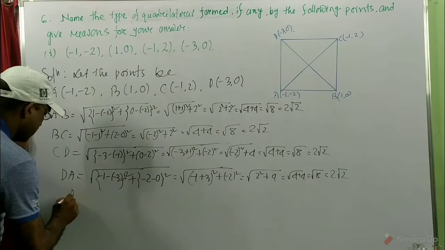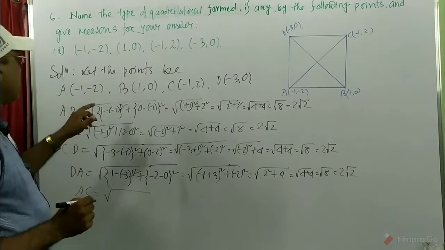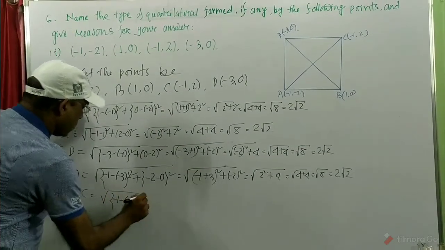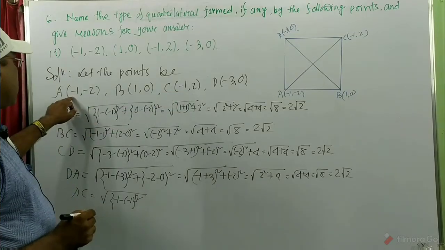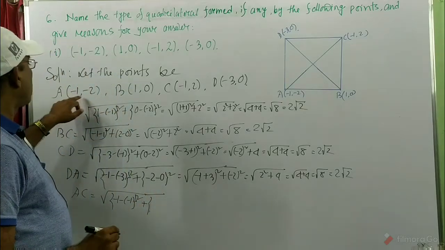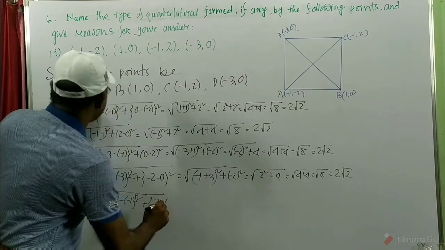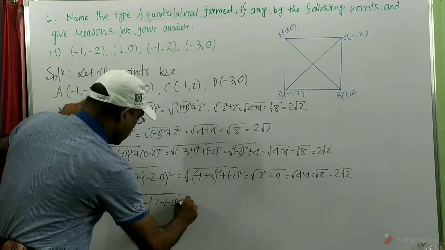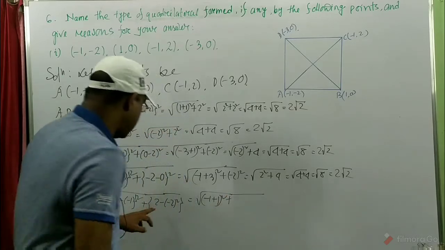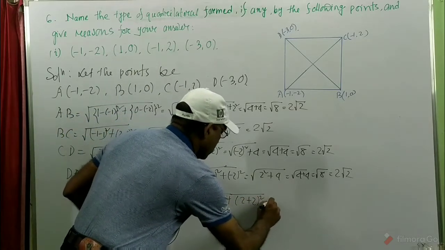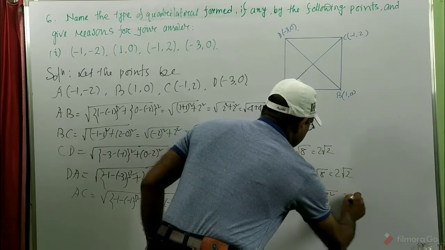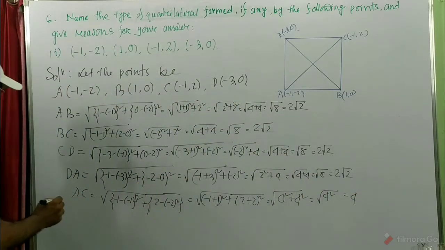So first define AC. AC means root over (minus 1 minus minus 1) whole square plus (2 minus minus 2) whole square, and this will be (minus 1 plus 1) whole square, and this is (2 plus 2) whole square, this is 0 square plus 4 square, this is 4 square, equal to 4 we get. So we get 4.